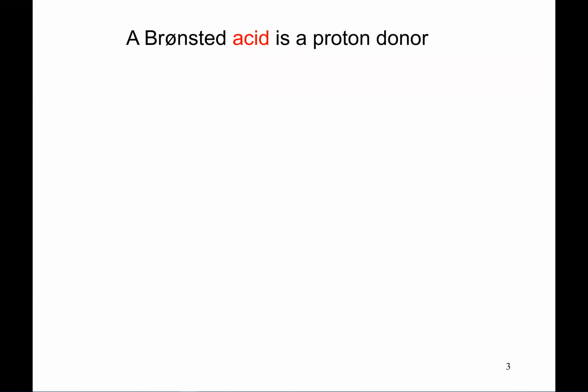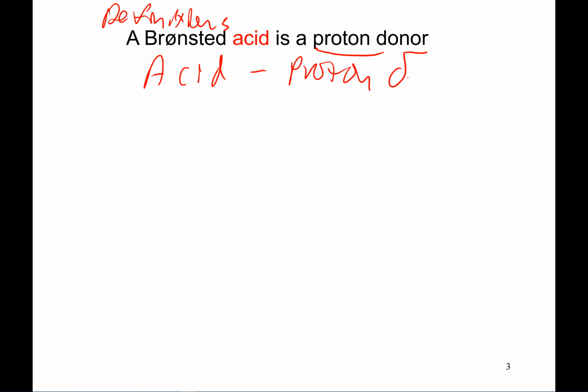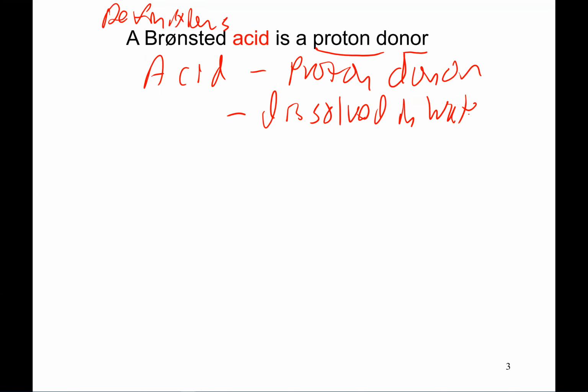A Bronsted acid is a proton donor. So the definitions of acid: Bronsted acid, so proton donor there. An acid is a proton donor, or when dissolved in water it gives H plus. That's the Arrhenius definition of an acid. So this is the Bronsted-Lowry.